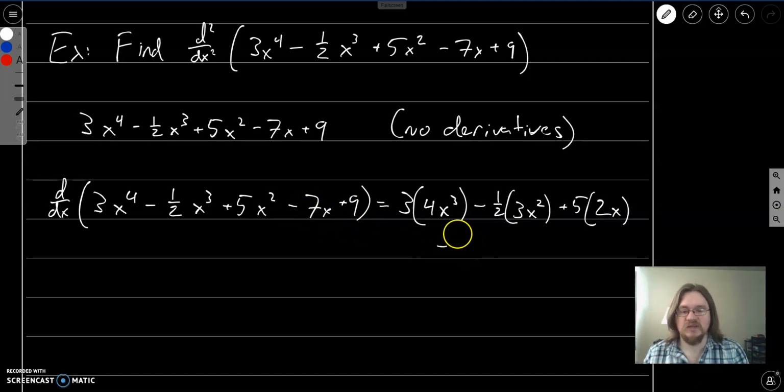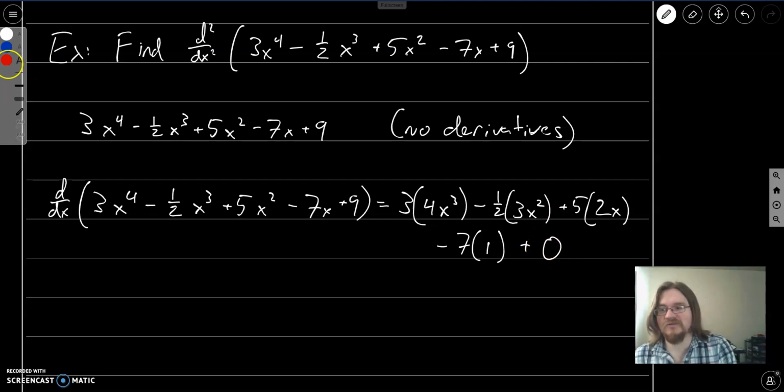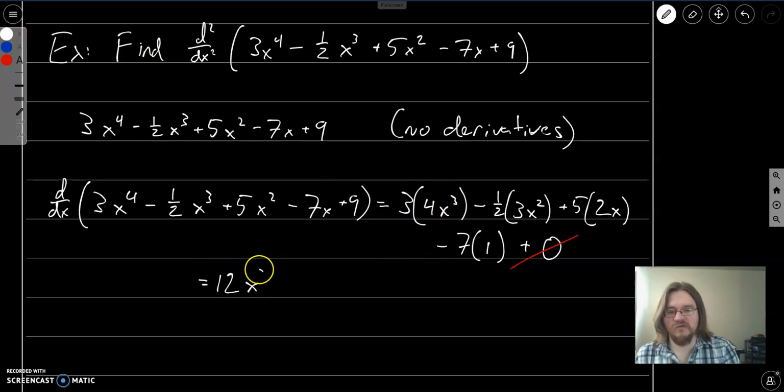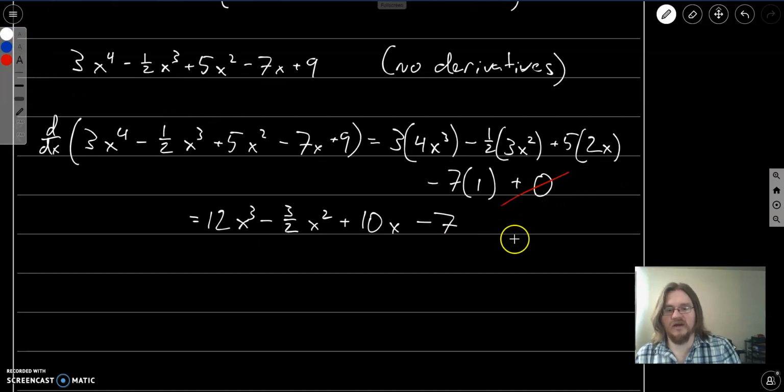So we're going to subtract 7 times the derivative of x, which is just 1, plus the derivative of 9, which is 0. And that's just 0, so that'll just go away. And then we can simplify the rest. So 3 times 4 is 12x cubed, minus 3/2 x squared, plus 5 times 2 is 10x, minus 7. Okay, so here we have the first derivative.